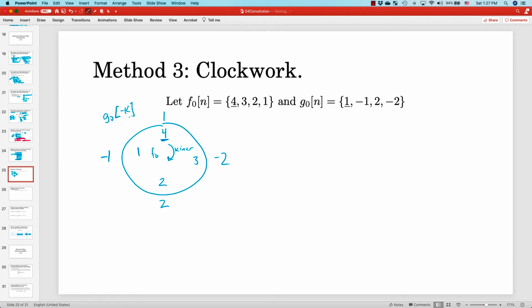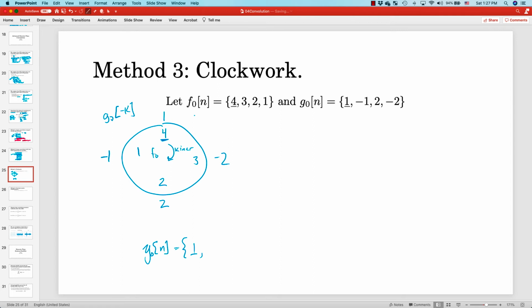And so what we're going to do is look at pairwise products around the clock. So y of n, and we'll just fill in the gaps here. So this is now 4 times 1, and then minus 6, and then plus 4, and then minus 1, and that gets you 1.